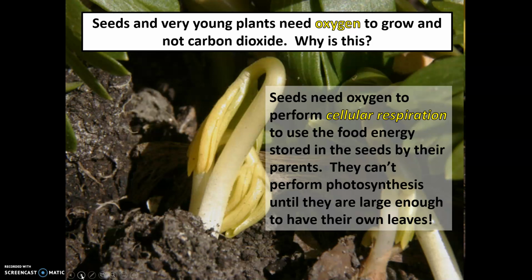So a misconception that a lot of people don't realize is that plants still have to do cellular respiration in order to have different functions or different actions that the plants need, but they can do both. So they can do photosynthesis as well as cellular respiration.